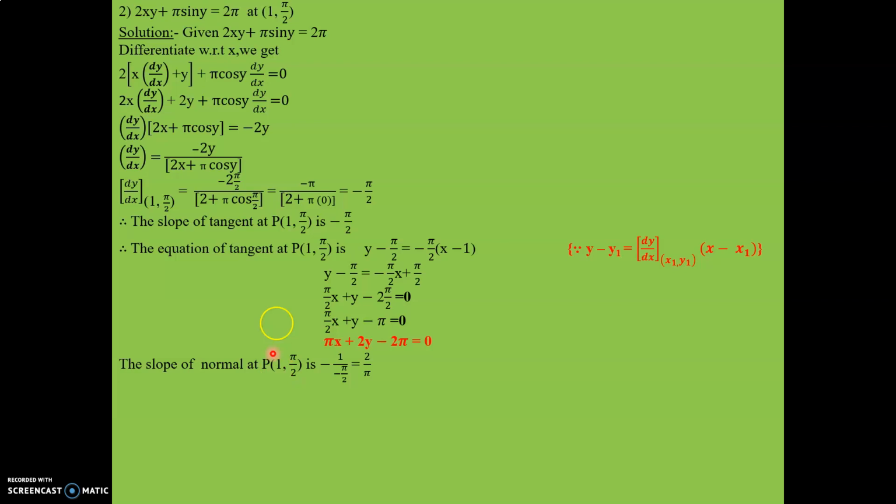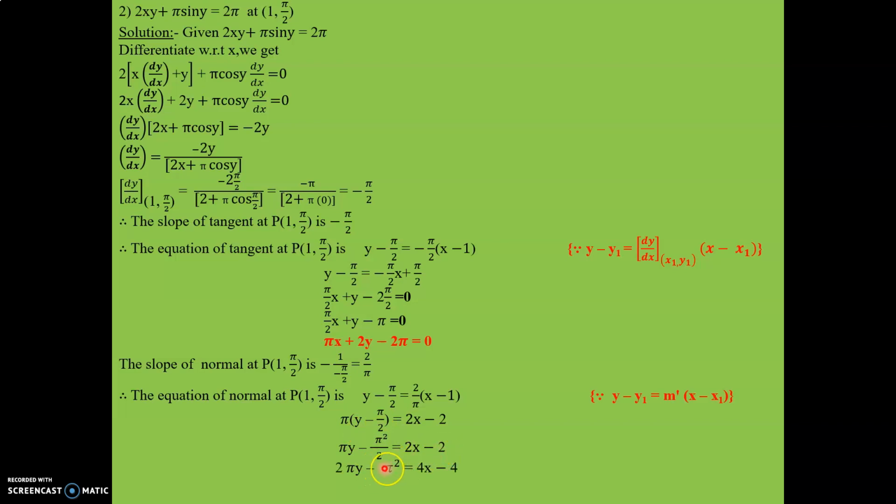Similarly, slope of normal at that point is minus of reciprocal of this, minus of 1 upon minus pi by 2, that is 2 by pi. So equation of normal is y minus y1, that is pi by 2, is equal to m dash, 2 upon pi, into x minus 1. Then cross multiplying, pi into y minus pi by 2 is equal to 2x minus 2. So pi y minus pi square upon 2 is equal to 2x minus 2. Taking LCM, 2 pi y minus pi square is equal to 2 2s are 4, 4x minus 4. That is 4x minus 2 pi y plus pi square minus 4 is equal to 0 is the answer.